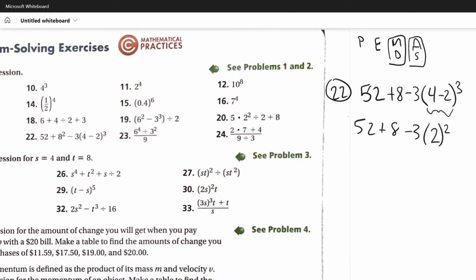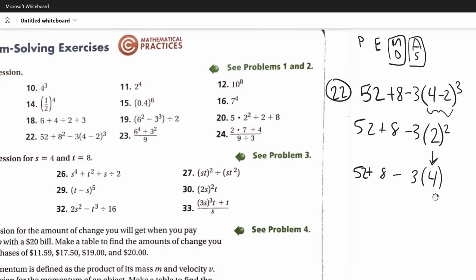Then we did what's in the parentheses. Now we need to do the exponents. And the exponent is 2 to the second, which is 4. I'm going to keep this in parentheses just so I know that I have to do 3 times 4 and that it wouldn't be 34. It's 3 times 4. And then I have 5 squared plus 8 minus that.